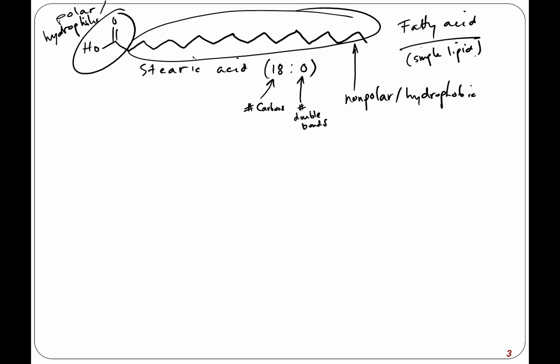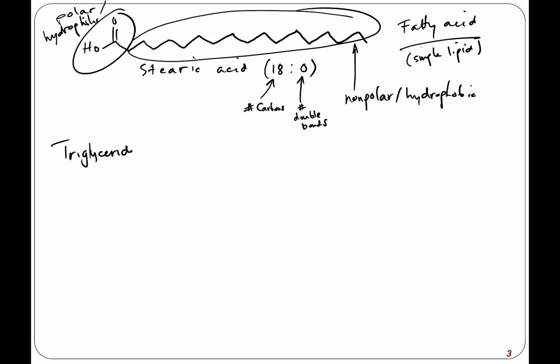We can make a distinction. There are different ways of defining what simple and complex lipids are. I don't know if I really want to get into that, but another type of simple lipid that I want to show you, a really important one in our chapter, is a triglyceride. So let's look at one of those.